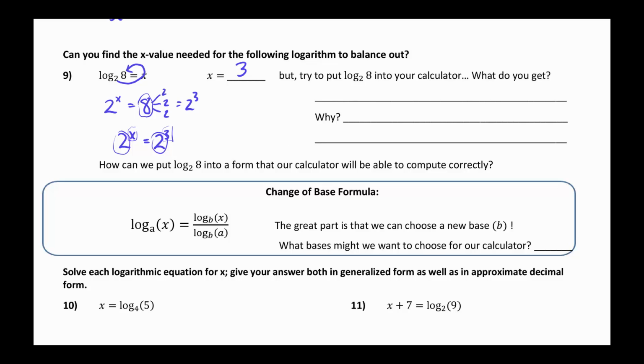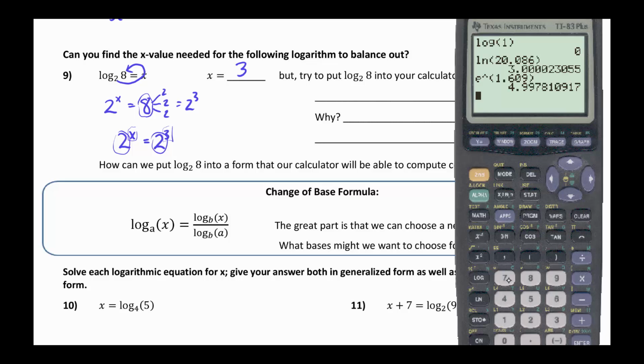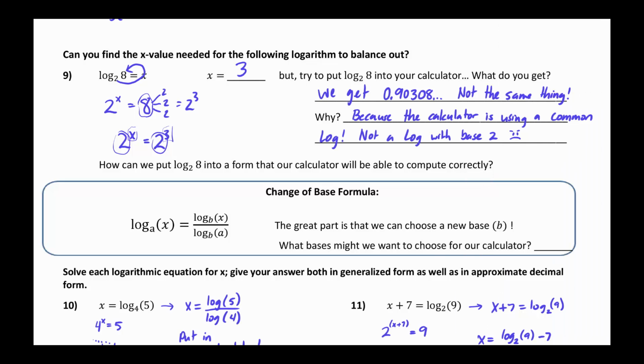Now, let's try to put that into our calculator. So we put log, 8, and hit enter. We don't get 3. Now, why is that? Well, because our calculator is using a common log, not a log with a base of 2. There's no way I'm going to be able to get a base of 2 in my calculator. It only does tens or e's.